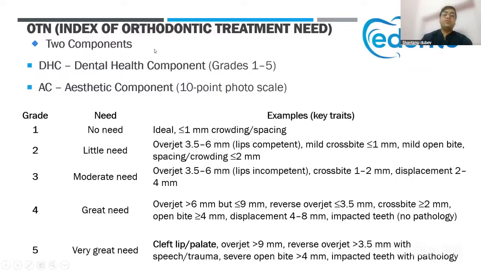IOTN is the index for orthodontic treatment need. So we basically understand simple English. This index is basically classifying how important orthodontic treatment is for this particular patient. The higher the index, the more important it is to visit the orthodontist and get corrected orthodontically. Okay, so this index would have two things. One is DHC, one is AC. DHC is dental health component, the other is aesthetic component.